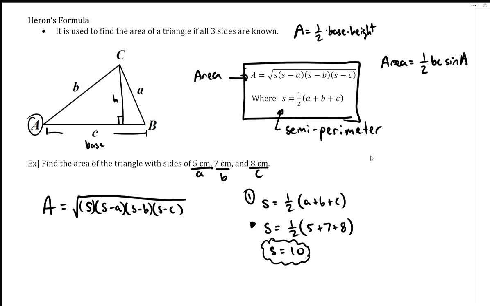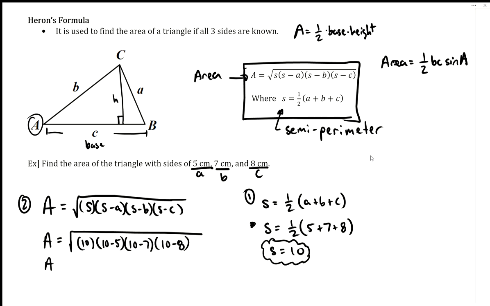And so now we'll plug that into the area formula. So step 2, now we've got it where we'll say, well, here's 10. And then 10 minus A, so 10 minus 5. And then 10 minus 7, 10 minus 8. And then simplify those subtractions. So we have A is equal to this big square root, 10 times 5 times 3 times 2.